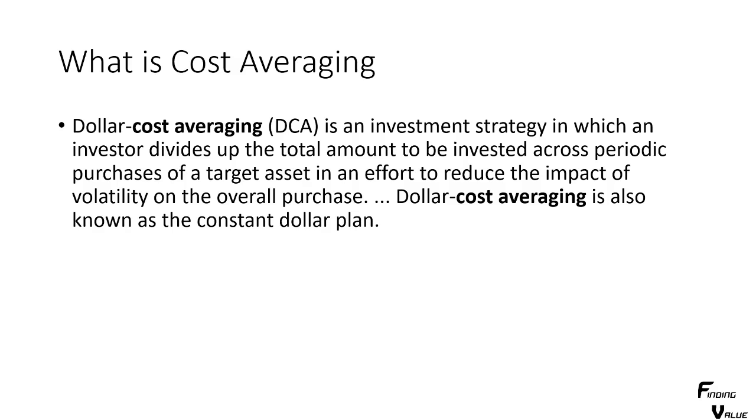So I want to let you know what cost averaging is. Dollar cost averaging, or DCA, is an investment strategy in which an investor divides up the total amount to be invested across periodic purchases of a target asset in an effort to reduce the impact of volatility on their overall purchase. Dollar cost averaging is also known as constant dollar plan. Now I do it a little bit different.